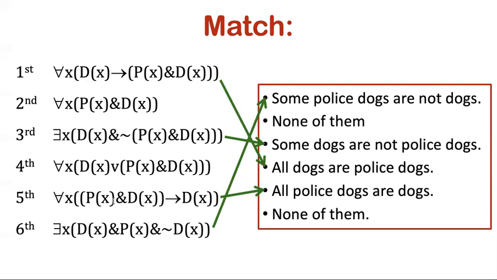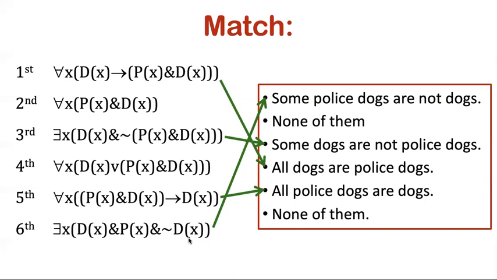Number 5, what this says is everything that has property P and D also has property D. So in our English interpretation, everything that's a police dog is also a dog, or in other words, all police dogs are dogs. Lastly, the final one just says that some police dogs are not dogs. There exists some object such that it's a dog and police, and it's not a dog.